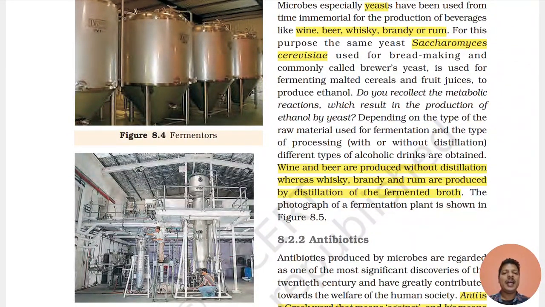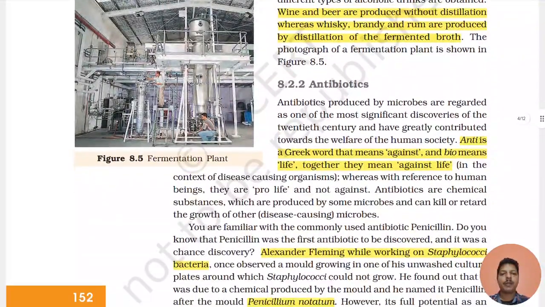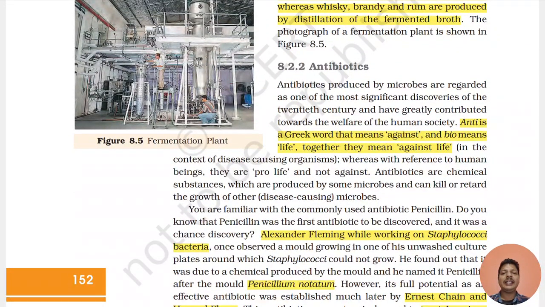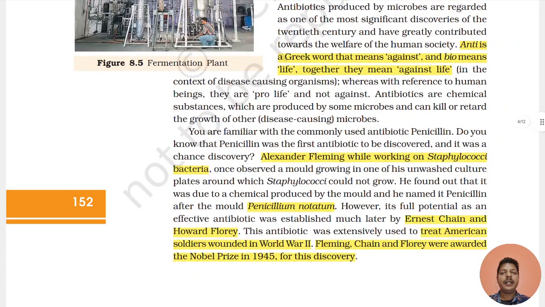Wine and beer are produced without distillation, whereas whiskey, brandy and rum are produced by distillation of the fermented broth. Coming to antibiotics, anti is a Greek word that means against and bio means life. Together they mean against life. Here Alexander Fleming, while working on Staphylococcus bacteria, once observed a mold growing in one of his unwashed culture plates around which Staphylococcus could not grow. He found out that it was due to a chemical produced by the mold and he named it penicillin after the mold Penicillium notatum.